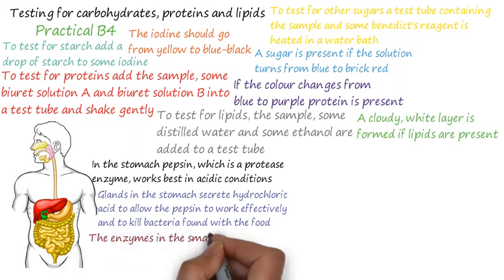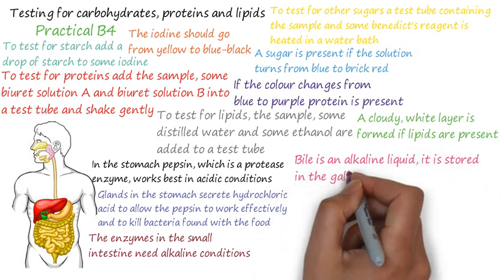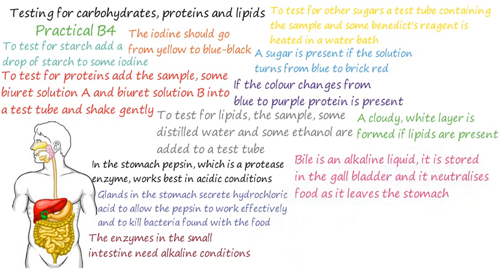The food will move to the small intestine after the stomach. Here, enzymes from the small intestine and the pancreas digest the food. But these enzymes need alkaline conditions. To turn the conditions from acidic to alkaline, the liver produces bile. Bile is an alkaline liquid and it is stored in the gallbladder. When needed, it passes through the bile duct and neutralises food as it leaves the stomach.